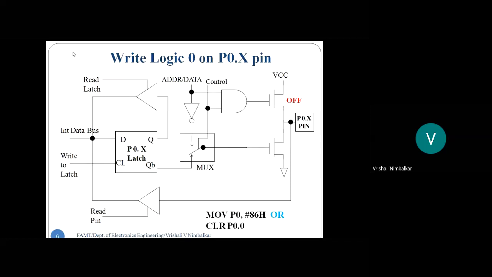Now what is the microcontroller going to do? Send logic 0. As soon as the instruction is getting executed, the first thing the microcontroller does is place logic 0 on the internal data bus. Are you getting me? So logic 0 is placed on the internal data bus. Then it sends the control signal, write to latch. So logic 1 is sent on this write to latch control signal.